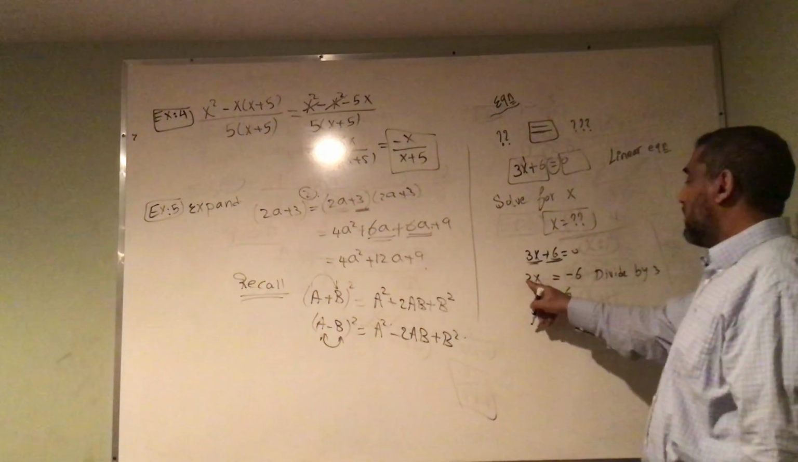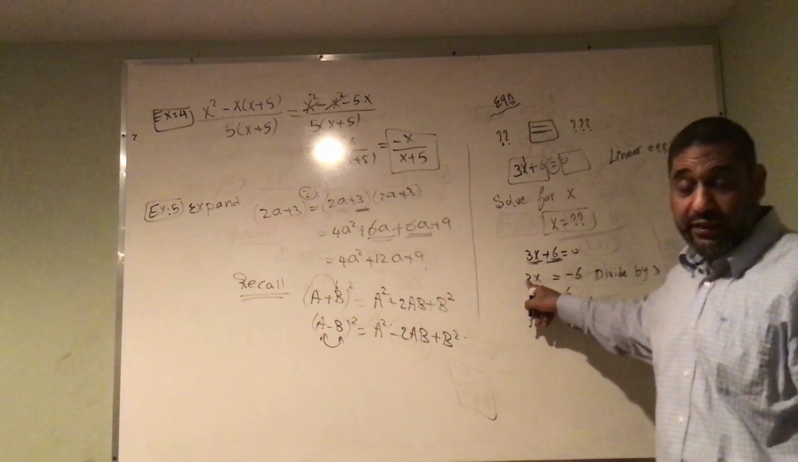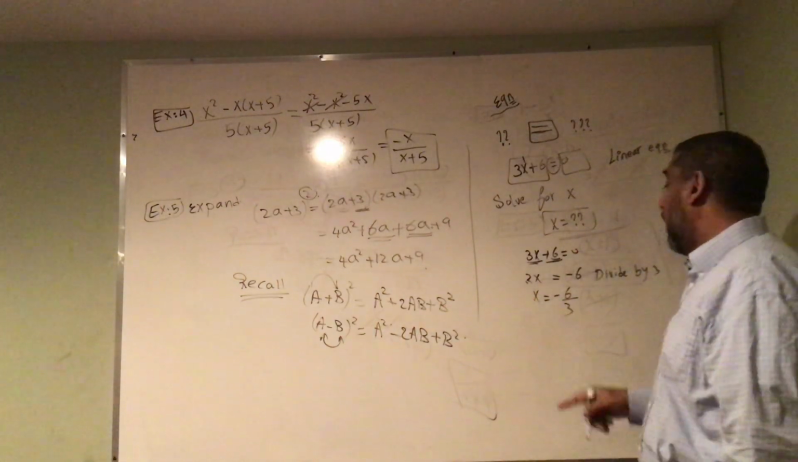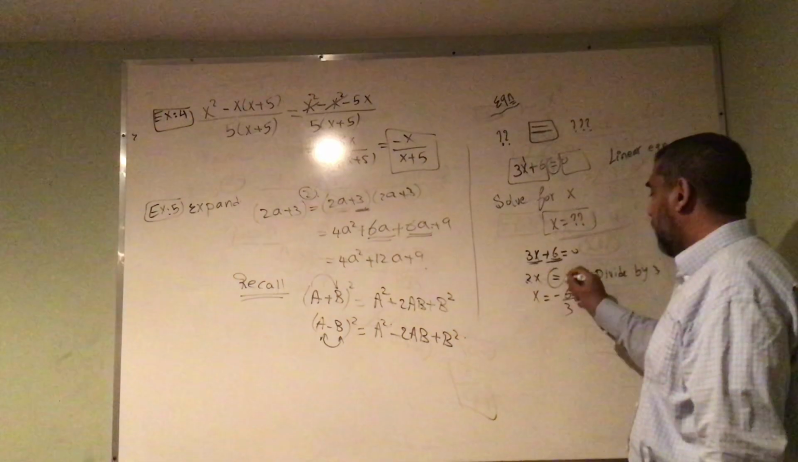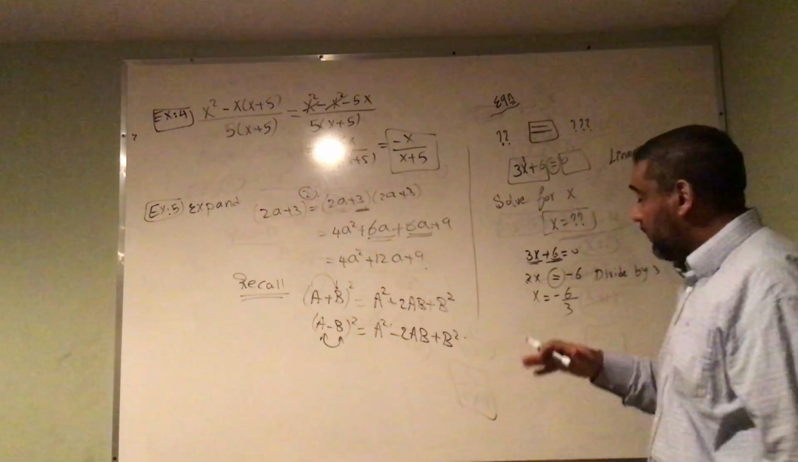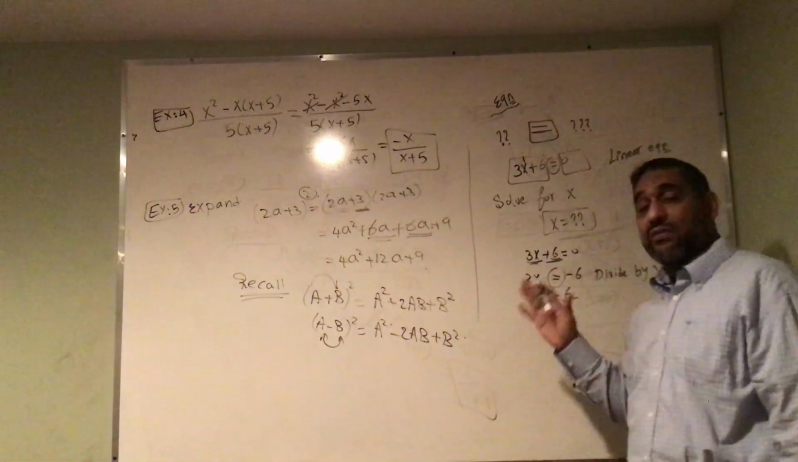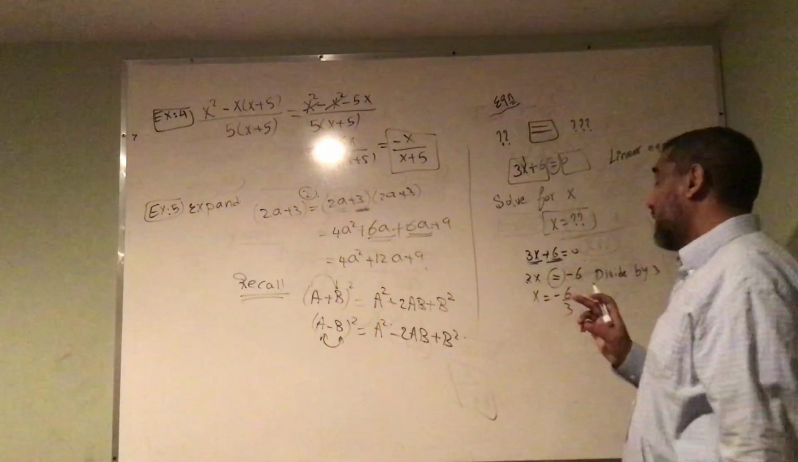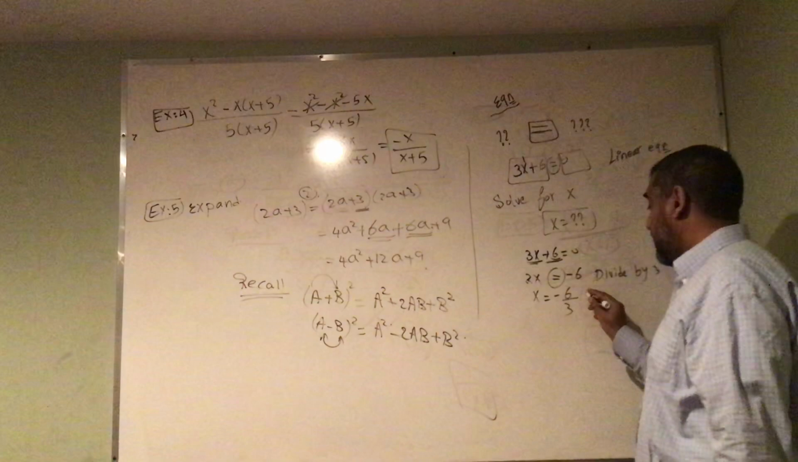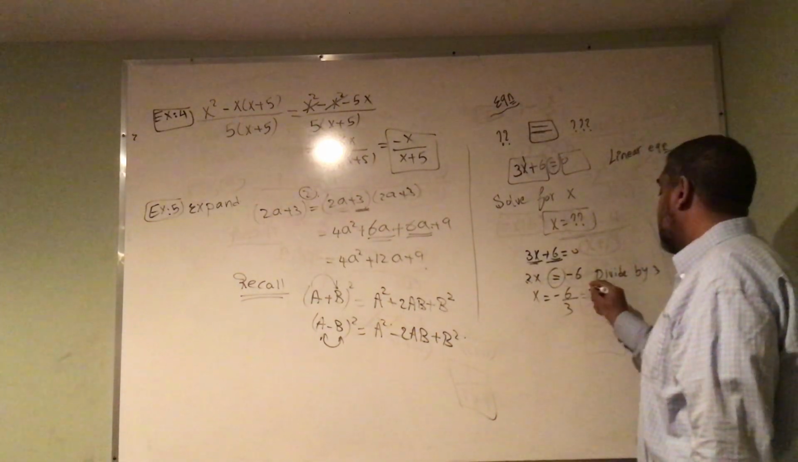Why by 3? Because the coefficient of x is 3. I have to divide by 3 to get 1, and I have to do that on both sides. Why? Because your equation is like a balance. If you do something on the left, you must do it on the right, so that you keep your equal sign still valid. So negative 6 over 3, if I simplify that, you get negative 2.